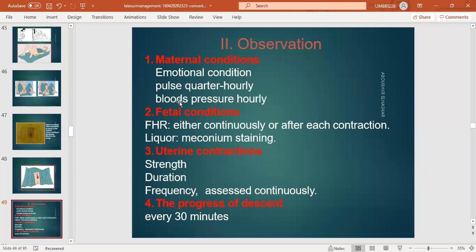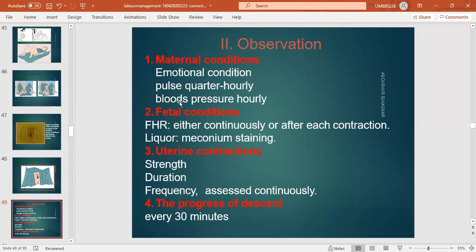You have to monitor the pulse and the blood pressure hourly, and the pulse every 15 minutes or half hourly. Fetal heart sound should be auscultated in the second stage after every 15 minutes or after each contraction. And you assess the color of the liquor amnii. If it is meconium-stained at any time, you have to take action, either proceed for operative vaginal delivery or do a cesarean section.